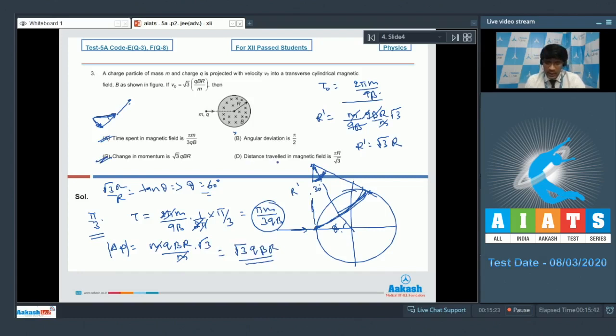Now the distance traveled in the magnetic field: this is the angle here, fine, 60 degree. So how much is the distance? It is r theta. R was how much? It was root 3 R, and theta was pi by 3. So effectively pi R by root 3 is the distance traveled in the magnetic field. So this is also the correct answer. So here for question number 3 we are getting options A, C and D as the correct answers. Now let's proceed to question number 4.